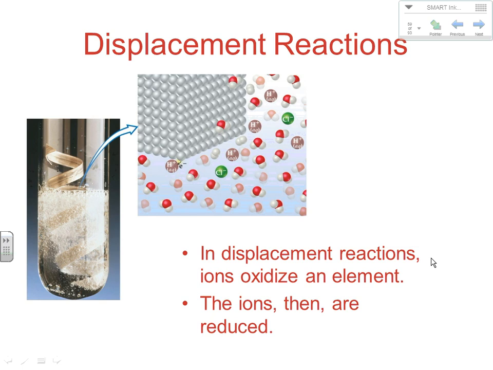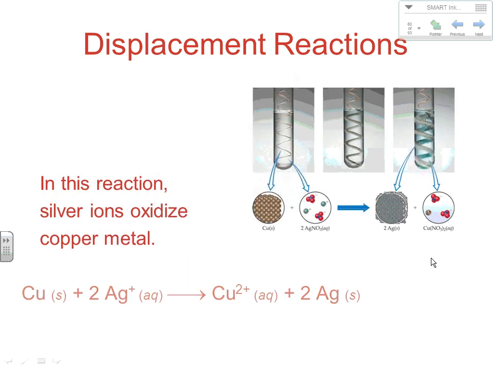I'm going to be a little more specific before I move on there so I didn't confuse anybody. Now, in this reaction, we have silver ions, and they're going to oxidize the copper metal. So silver is oxidizing the copper metal, and the copper metal is going to become a copper ion.